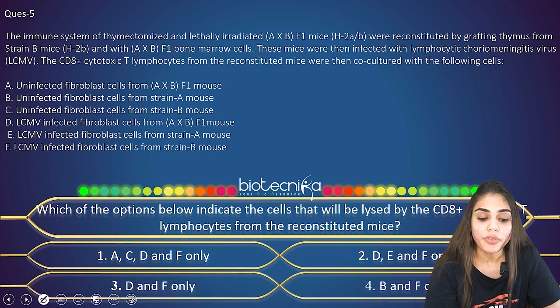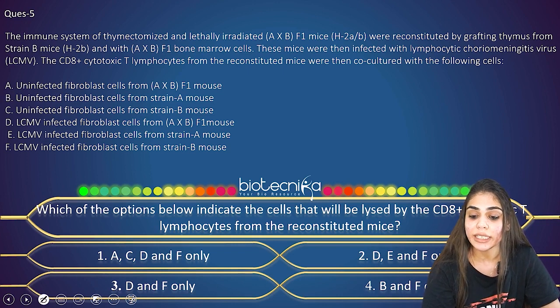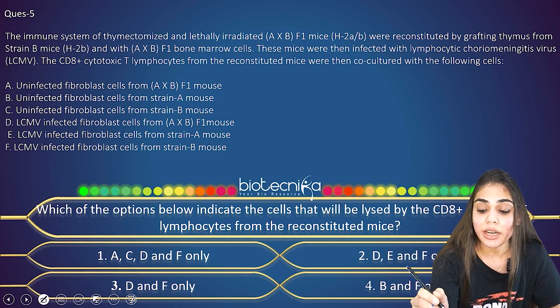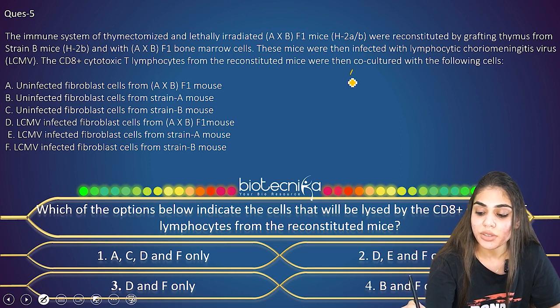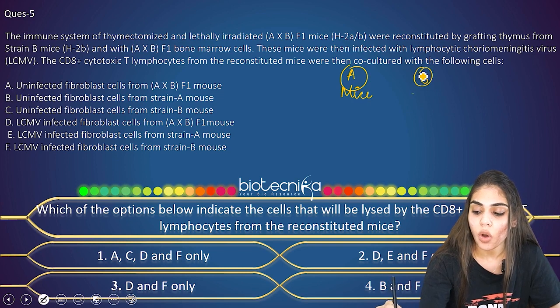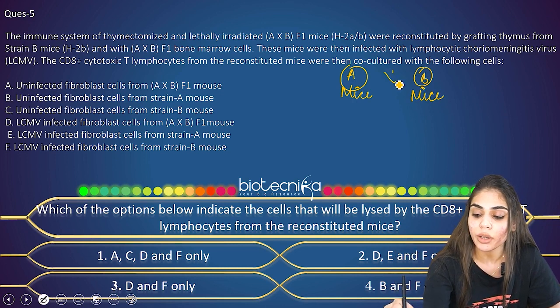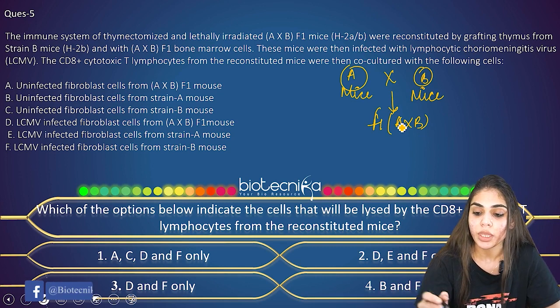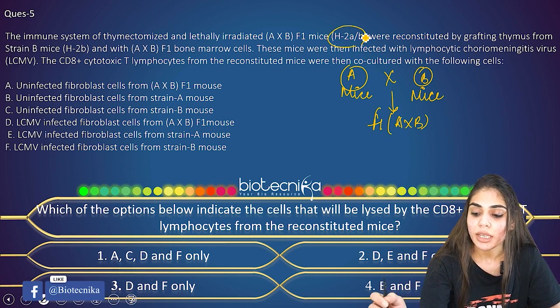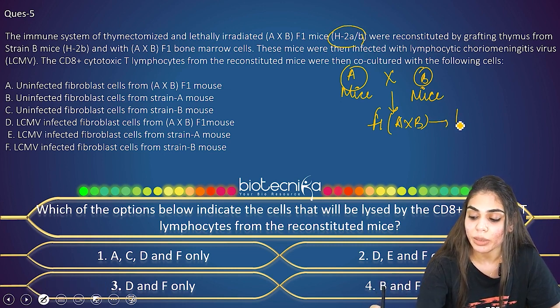The immune system of thymectomized and lethally irradiated A × B F1 mice. Means they are talking about the F1 progeny that is derived from mice A and mice B. As you all know, mice A and mice B are the parental species. When there is a cross between mice A and mice B, they will form F1 progeny. So for this F1 progeny they have mentioned A × B because there was a cross between A and B parents. And the genotype of this mice is H2 A/B. So what is the genotype? It is H2 A/B.